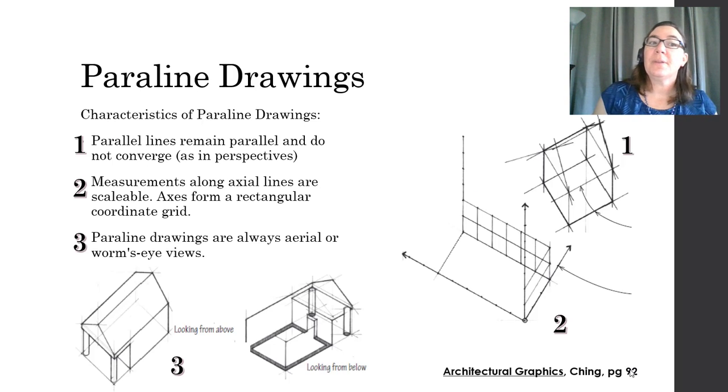So, some characteristics of paraline drawings in general, and this is going to hold true for both isometric and oblique. Number one, parallel lines remain parallel. They don't converge. Perspectives, they converge. Paraline drawings, no. Number two, measurements along the axial lines are scalable. You can pull out your scale and measure them. This is unlike the perspective drawings. And number three, paraline drawings are always going to be either aerial or worm's eye view.